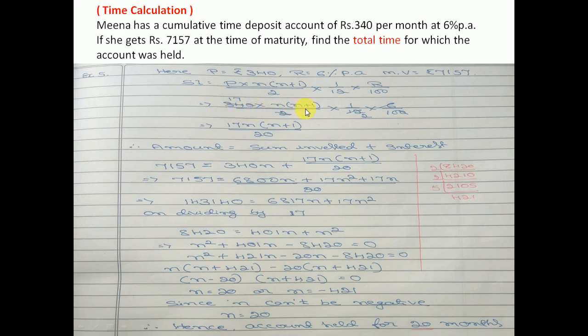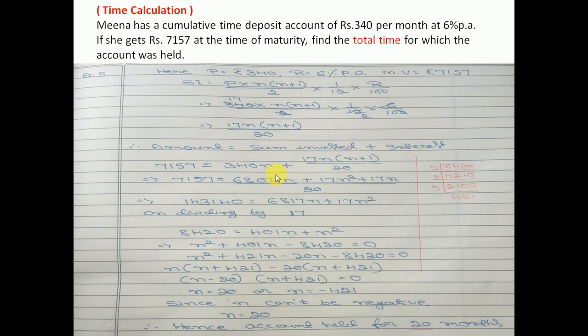Substitute all the values, cancel it. N is not known to us, so it is 17n into n plus 1 divided by 20. This is the interest. See, we have n's here. Amount is equal to sum invested plus interest. We know only the amount, not the interest. The sum invested I don't know, because I don't know the number of months I am investing. So 340 into n plus the interest part is this much.